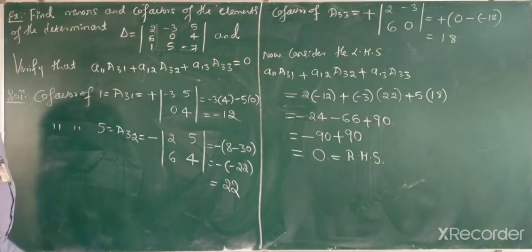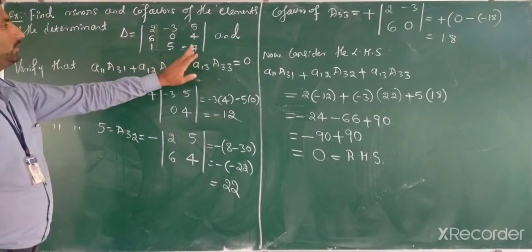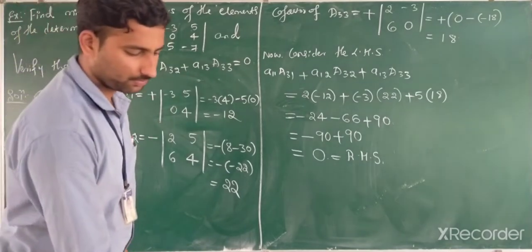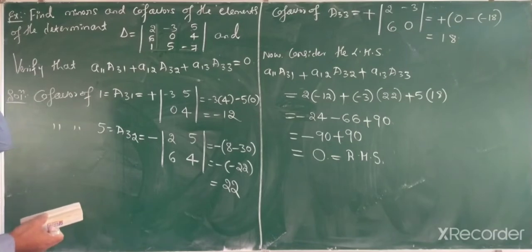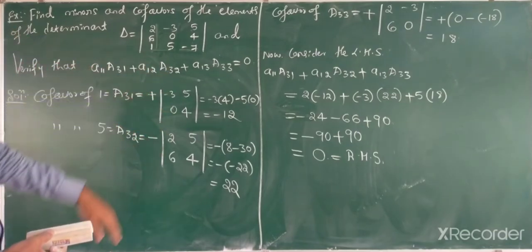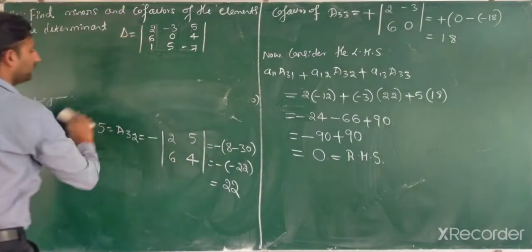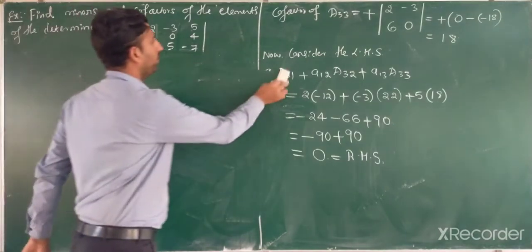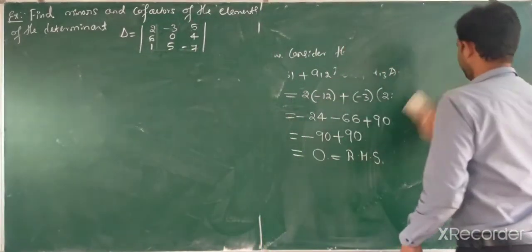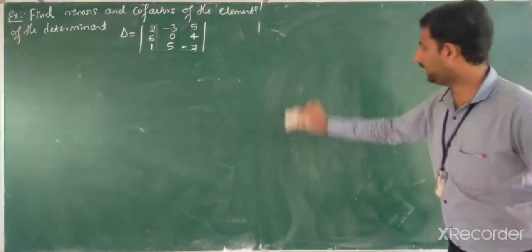Find minors and cofactors of the elements of the determinant and verify that this sum is zero. These are some values we have taken. I have proved the last part, but I will take one by one the minors and cofactors. Now we are going to find out the minor of each and every element. Correct? Answer is 0. Now we are going to find out minors and cofactors of each and every element.